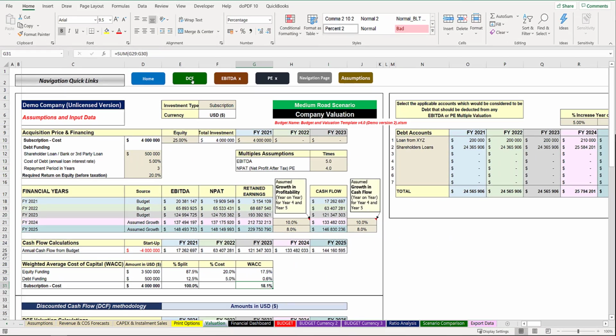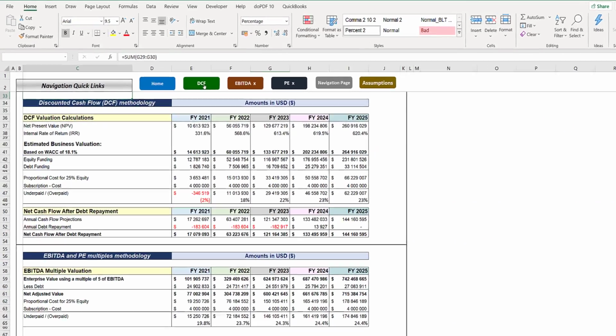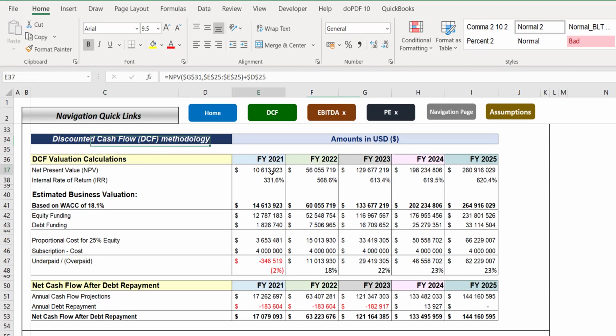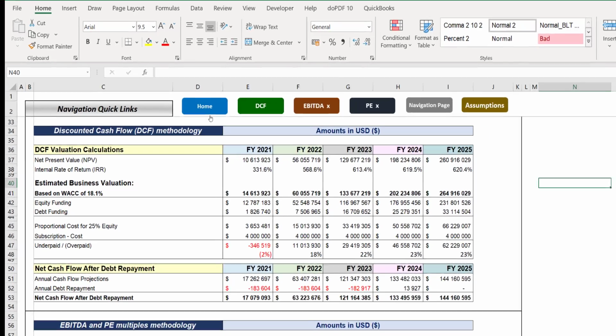If we move on to the discounted cash flow calculation, we work with the net present value. And once again, you can see these are standard Excel formulas that have been used, and financial formulas in the model. It calculates the internal rate of return. Then the estimated business valuation is calculated, and it's based on the WACC, the weighted average cost of capital, of 18.1%. How did it get 18.1%?